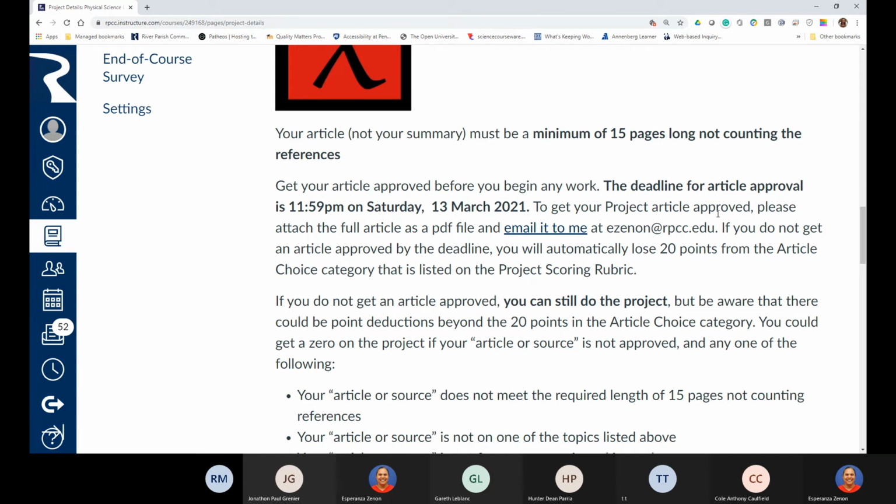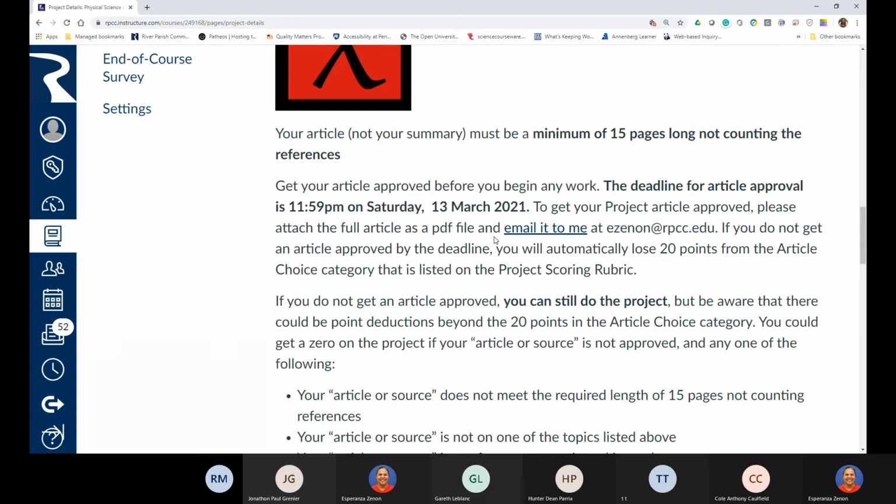To get your project article approved, please attach the full article as a PDF file and email it to me. You email me the full article, not a Word document, not a link to the article, the full article as a PDF attachment. I'll review it and tell you if it's acceptable. If it's acceptable, I'll tell you this is fine, go ahead, you're good. Or if it's not, I'll tell you you can't use this article and here's why.